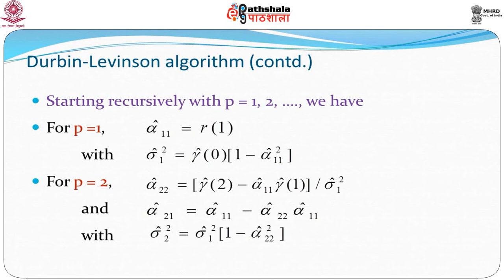And then the other component, that is alpha 2 1 hat, we can get this again as alpha 1 1 hat, which we have from the previous equation for p equal to 1, and alpha 2 2 hat which we just now calculated, and we get the alpha 2 1 hat as well. And similarly for the variance, it depends on what we have just estimated, that is alpha 2 2 hat, as well as the variance at the previous step. So, you see we require the p equal to 1 results to get to the p equal to 2 results.